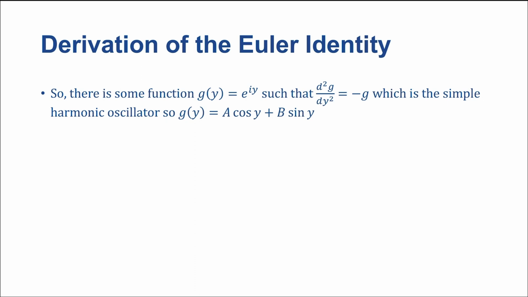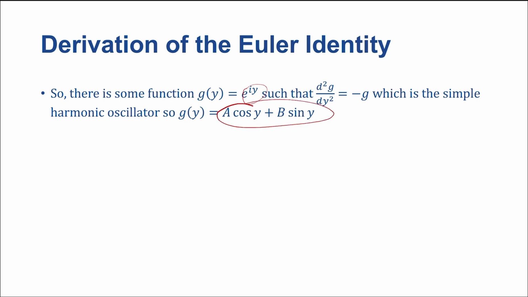Now, of course, in physics or in single variable calculus, you'll know that this is the solution to the simple harmonic oscillator. So we know that the solution is a linear combination of sine functions and cosine functions. So we let g of y equal a cosine of y plus b sine of y. Of course, this is a solution to the differential equation above as well. So now we have two solutions to the differential equation. We have the solution e to the iy. We also have the solution a cosine y plus b sine of y.